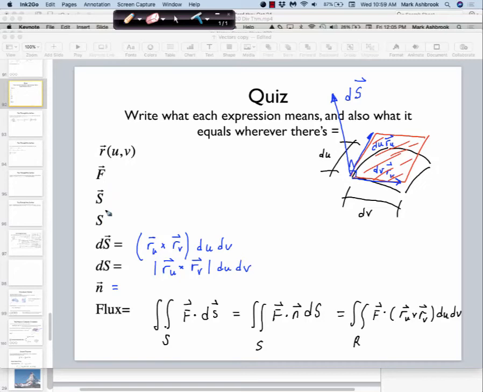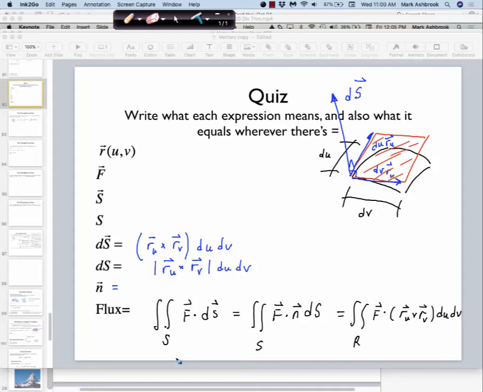So generically, it could be the area of this, but then we also use S just to represent the whole curved surface that we're talking about. And that's how I'm using it here. S is just the surface in R3 that we were finding the flux through. Does that answer it?